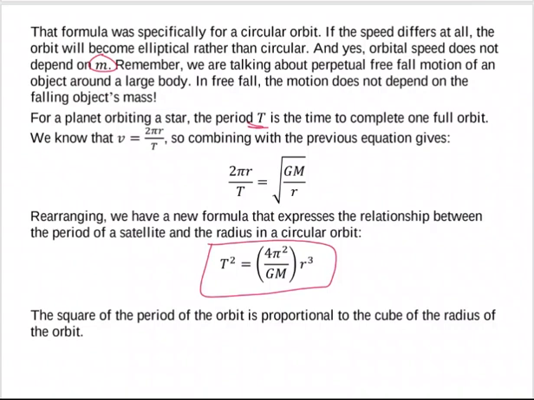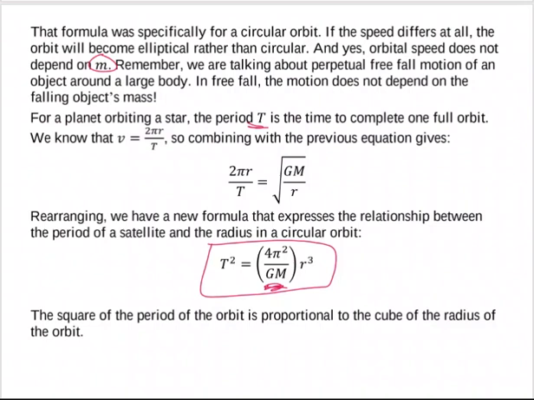And notice the way that I wrote that. We have this 4 pi squared over GM here. This is all constants. 4 pi squared, G, and the mass of the planet, those are all considered constant. They don't change. The period can change, the radius can change. Those are your variables here, okay?